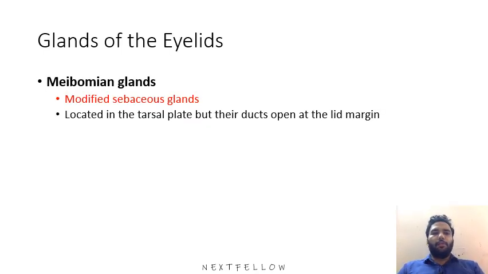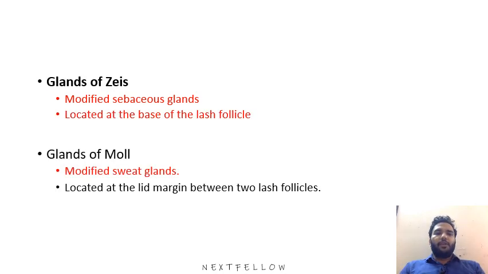Glands of the eyelids are meibomian glands, modified sebaceous glands. They are located in the tarsal plate, but the ducts open at the lid margin. Then there are the glands of Zeiss, modified sebaceous glands located at the base of the lash follicle. If inflamed, they cause a stye. Zeiss gland causes stye, a pilosebaceous gland. And glands of Moll are modified sweat glands located at the lid margin between two lash follicles. There is a mnemonic I read during my entrance exam: sweaty Moll. That makes you remember the glands of Moll are sweat glands.